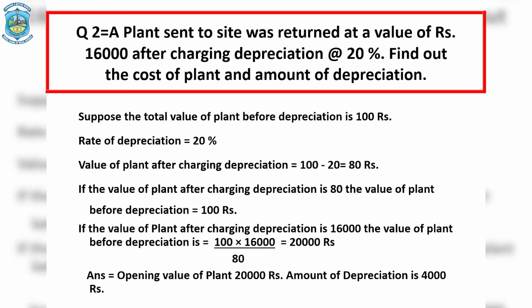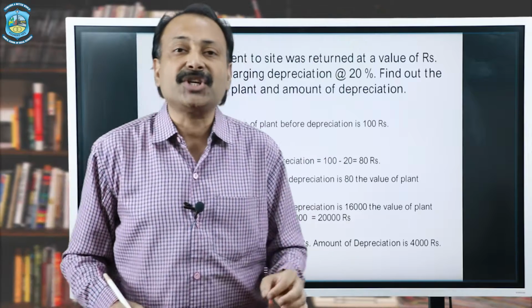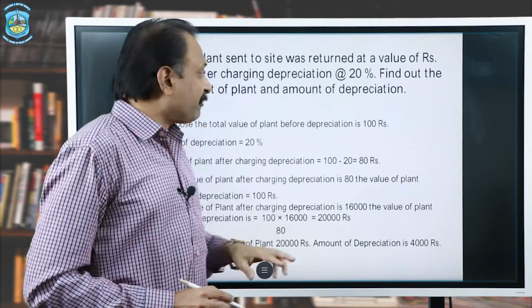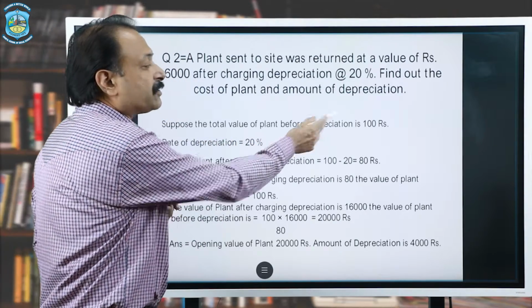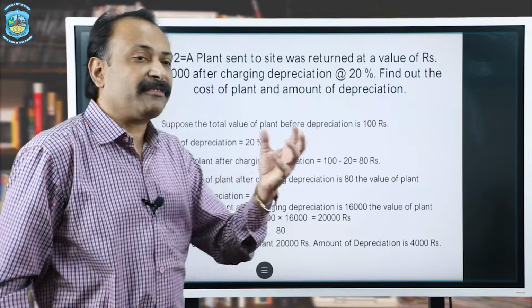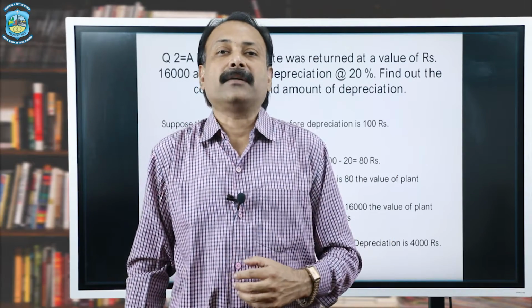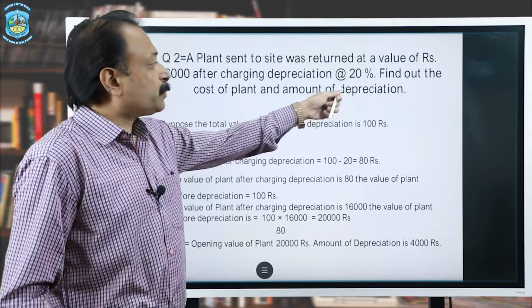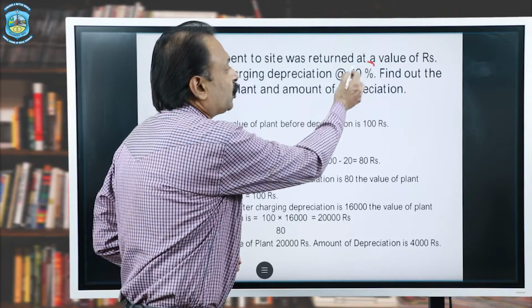That means the value which is given in the question is after charging the amount of depreciation. And what is the rate of depreciation? The rate of depreciation is 20%, right? So we have to assume that, suppose the total value of plant before depreciation is 100 rupees. We assume that when we start the construction, when we bring in the plant, that time opening value of plant is 100 rupees. And as per the instruction, in the question the rate of depreciation is 20%.